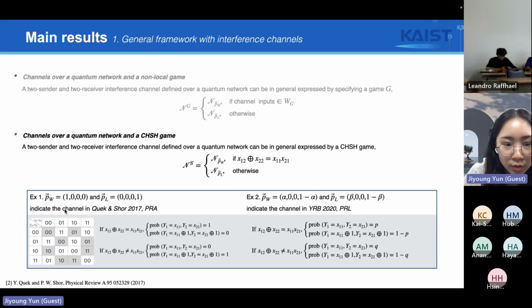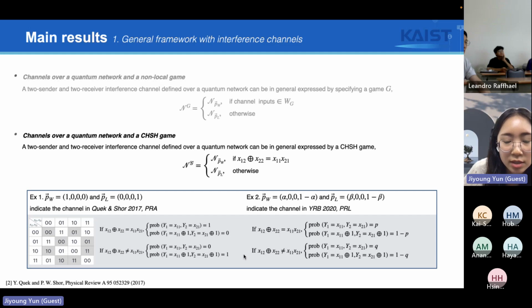So here we saw the Quick and Sure 2017 paper. We can write the winning probability vector is 1, 0, 0, 0. So when the 4 bits, the input of the channel, are in winning strategies, then it will go through the noiseless channel with probability 1. And if the 4 bits of input of the channel are not in the winning strategy, then both bits are flipped with probability 1.